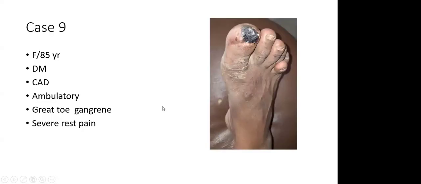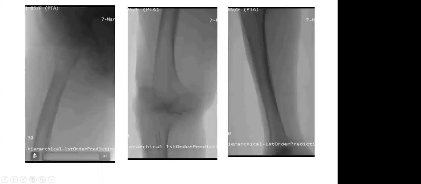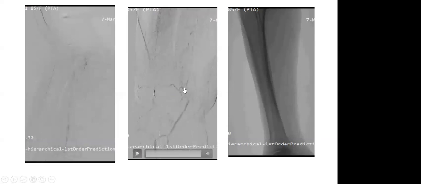Now another case that I learned at the Chitra Institute during my training: a long segment SFA occlusion and SFA stenosis. If you can see, the SFA is completely occluded up to the P1 segment, with P2, P3 patent and single vessel runoff. This is the ATA runoff. We have to establish inline flow as the patient has gangrene.